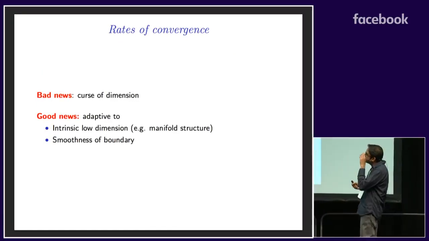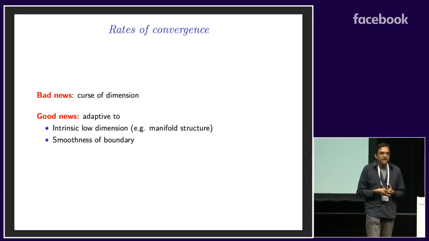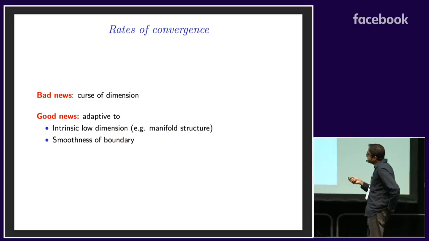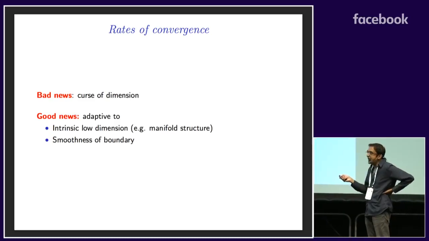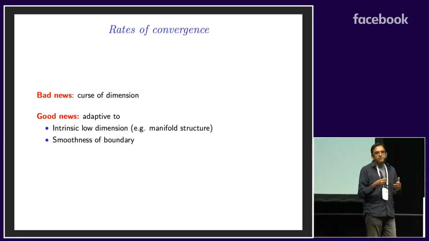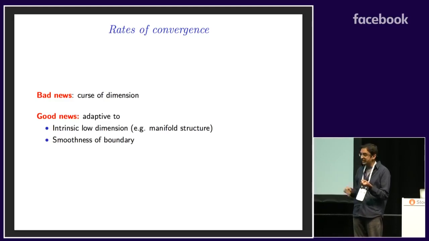Now, in terms of rates of convergence, the bad news, as we've seen, is that like any non-parametric method, there's a curse of dimension. The good news is that nearest neighbor is adaptive to intrinsic low dimension. And this is something that we'll formalize when we start talking about algorithms. What is a notion of intrinsic low dimension that can apply in many settings?